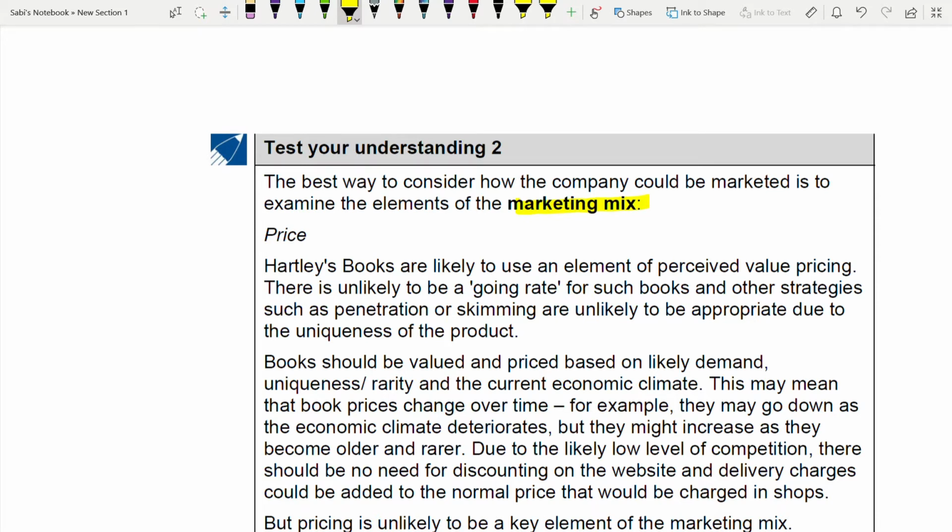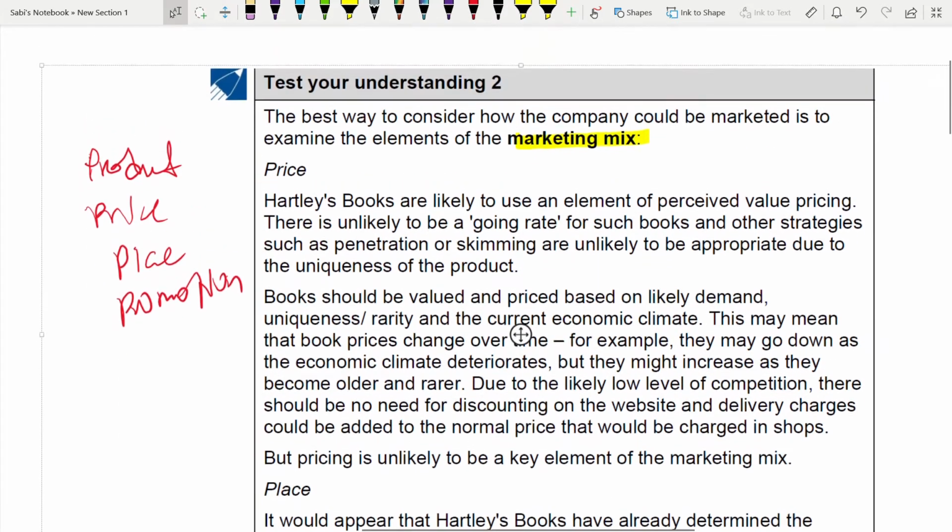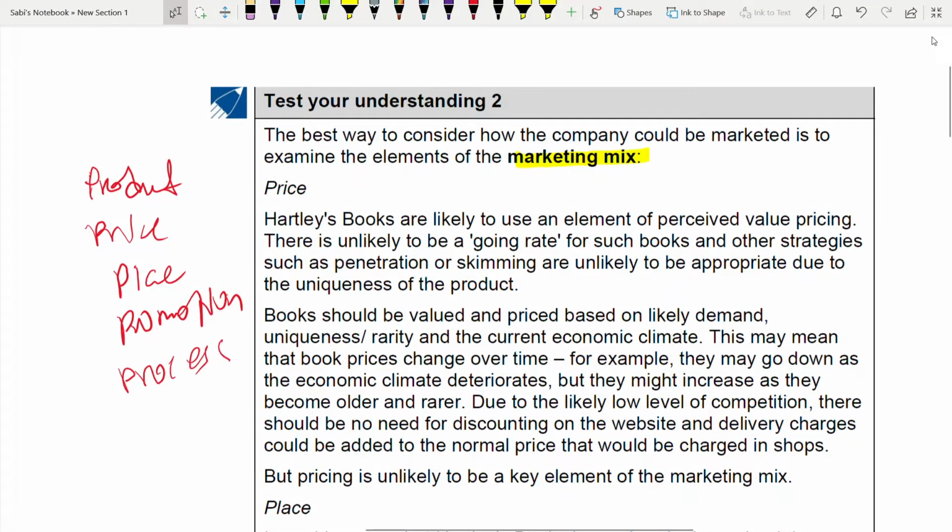So what are the 7Ps that we went through? Can you recall? Product, price, place, promotion, the additional 3Ps: process, people, physical evidence. So you need to link your answer with this, in all the 7 areas, how they can market. That's what the question is asking. That is the best way. Even if you're not using the 7Ps, you ultimately will be talking about the 7Ps only, because there's no other way you can solve this answer.